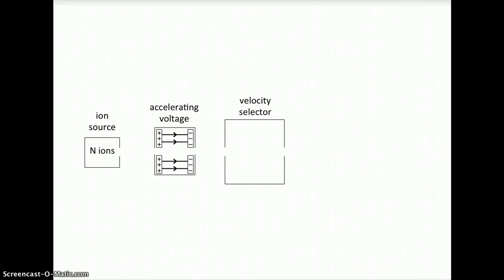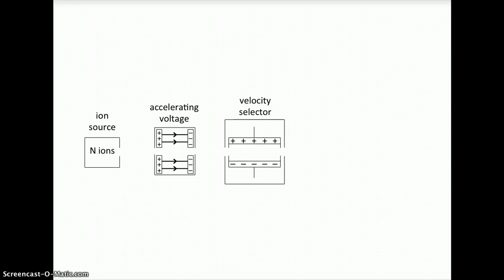Once the ions have been accelerated, they enter a velocity selector. Ions could potentially have different speeds when they enter the selector, but we want them to all have the same speed. So we use the selector, and that causes only ions with one specific speed to exit the other side. A velocity selector we've studied already.